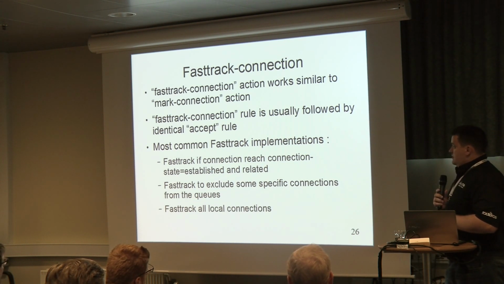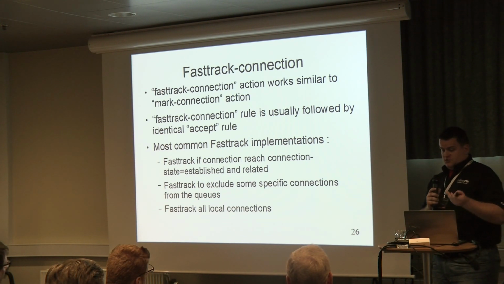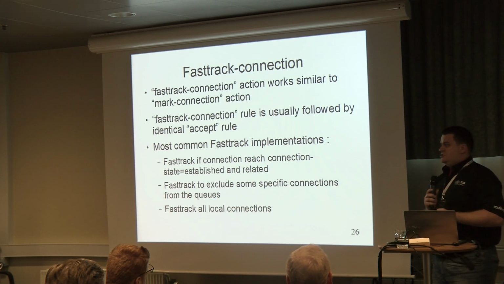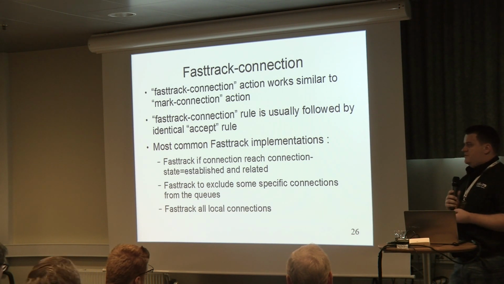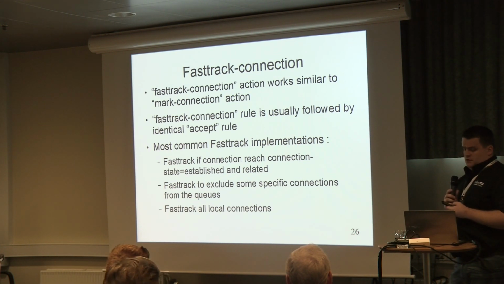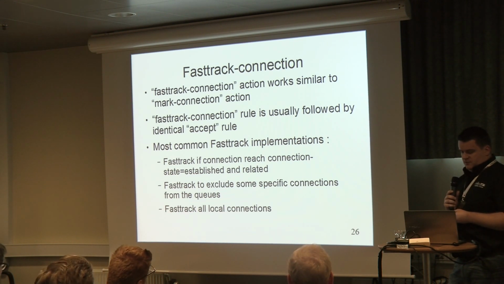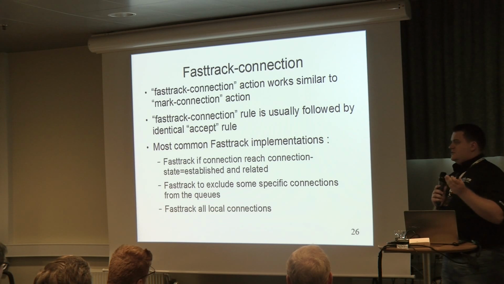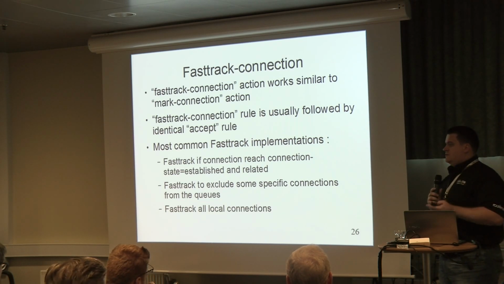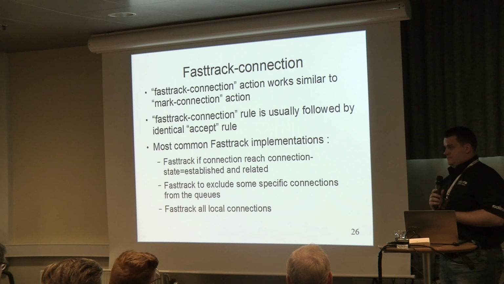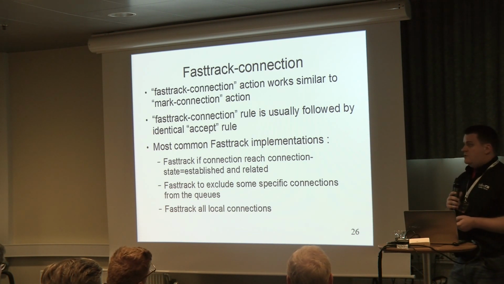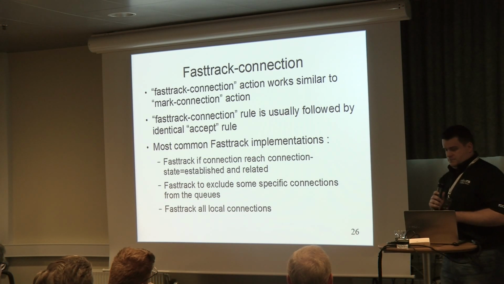The most common setups right now are, first of all, the one I showed you: you fast-track connections that have reached connection state established and related. The second most popular option is to exclude some specific traffic that you trust for sure, which doesn't need to go through the firewall. And the third option is to just fast-track everything local. For example, if you have a DMZ, your local network and the internet, everything that goes from your local network to your local servers, just fast-track that, and take load off your CPU.